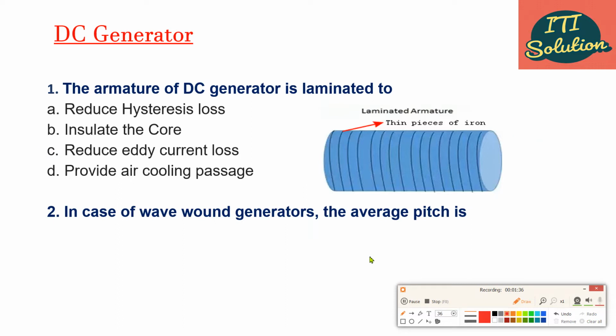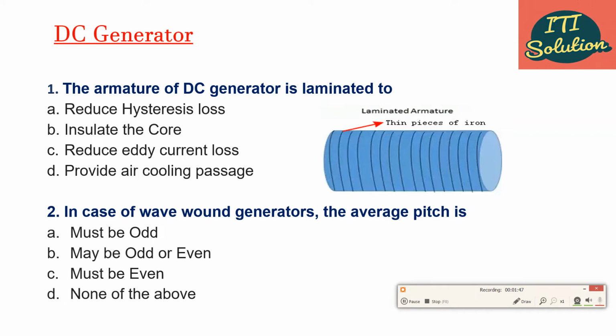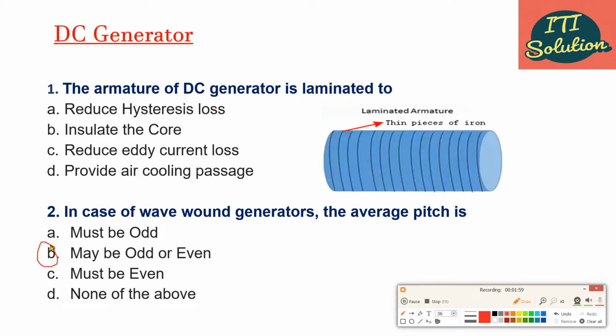Next question is: in case of wave wound generators, the average pitch is, option A, must be odd, option B, may be odd or even, option C, must be even, and option D, none of the above. The correct answer is option B, may be odd or even. Pitch is of two types: one is back pitch, another is front pitch.